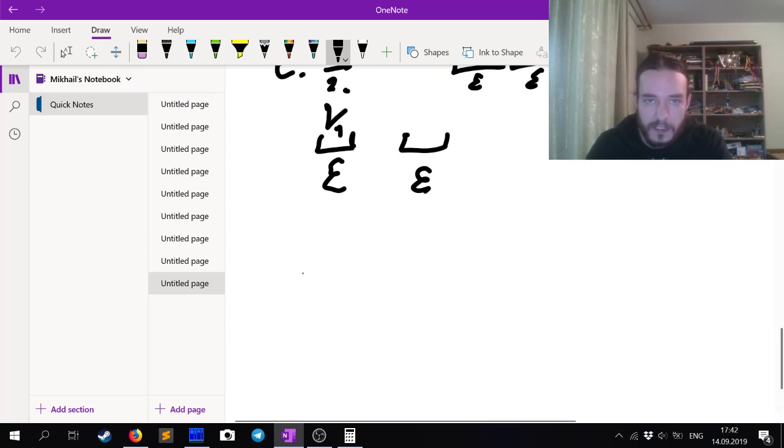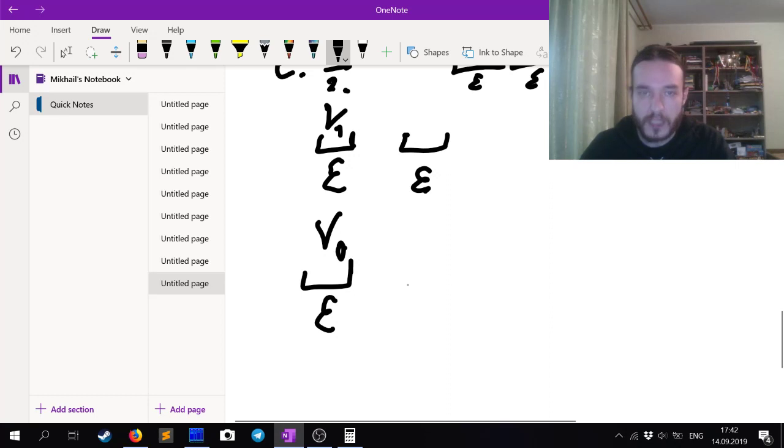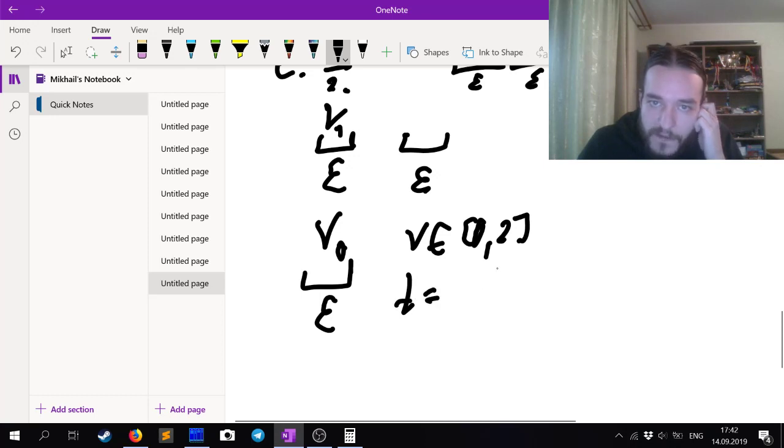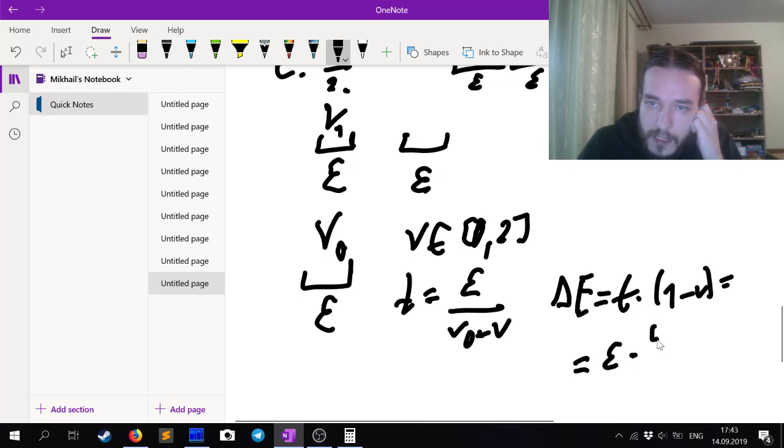Okay, so if we are currently at... we want to cover distance of epsilon, and we have this v0, like base velocity, and v is our velocity from 0 to t. Okay, so the time we'll need to cover this distance is epsilon over v0 plus v. Okay, and the energy that we'll gain is time times 1 minus v. Okay, so that's epsilon times t over 1 minus v over v0 minus v.